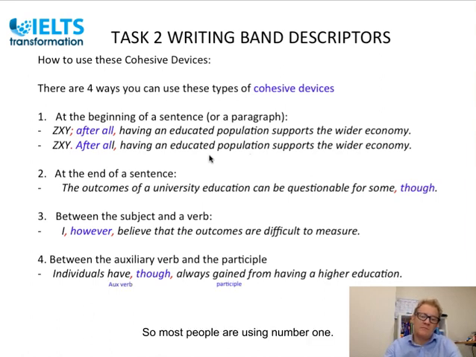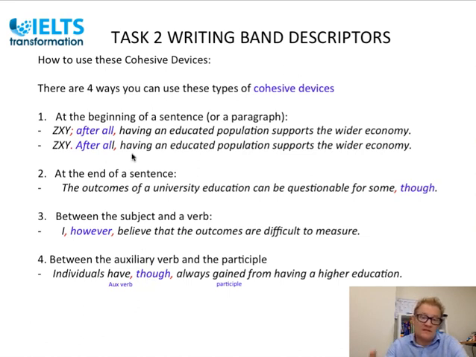Most people are using number 1. If you do that, you are limiting yourself very much. I'm suggesting that you try and use 2 and 3 and 4 more. Really, 3 and 4 are the same, except in number 3 we have one verb, and in number 4 we basically have two.